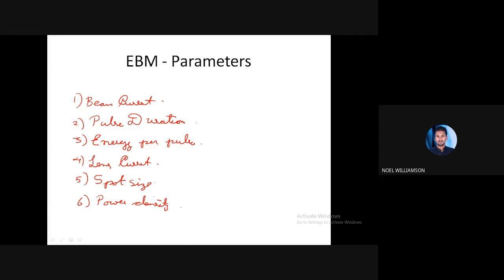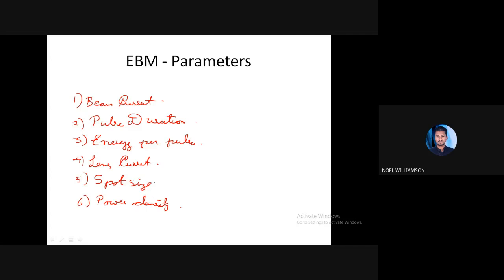So these are the main process parameters which directly affect the machining characteristics in this particular machining operation, that is electron beam machining. Beam current, first one beam current, second one pulse duration, then energy per pulse, then lens current, spot size, and power density. Now we will see how these various process parameters affect MRR, accuracy, heat affected zone, etc.